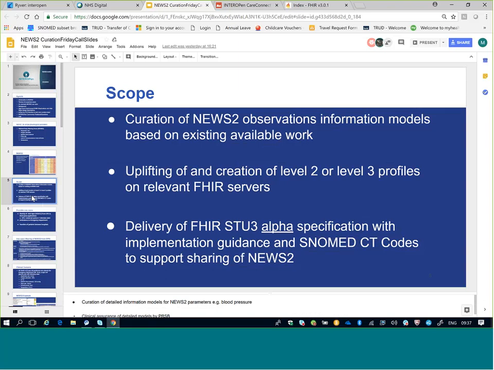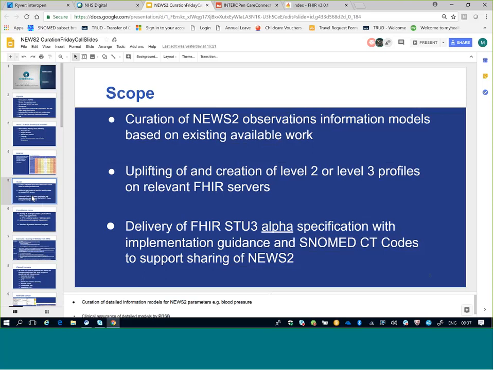So the scope of NEWS2 is defined by a new commission which we received from NHS England, which is in the meeting invite, which looks at the curation of NEWS2 observation and information models based on existing work. PRSP, the Professional Record Standards Body, has already done some work on observations as part of maternity, and there's existing work available from openEHR on observations as well.